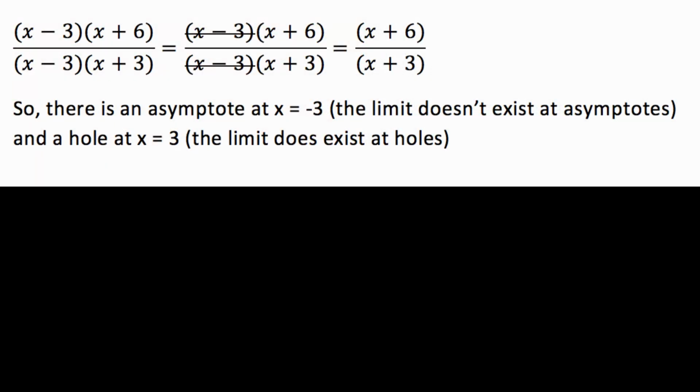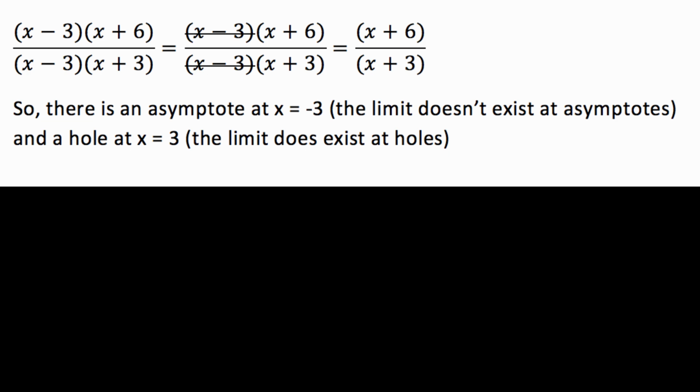If we work this problem algebraically, we can see why the limit exists at one of the zeros of the denominator and not the other. Factoring the numerator gives us x minus 3 times x plus 6. Factoring the denominator gives us x minus 3 times x plus 3. The x minus 3 factors cancel, which leaves x plus 6 over x plus 3. Even though the cancellation occurs, the domain is still restricted to all numbers except for 3 and -3.